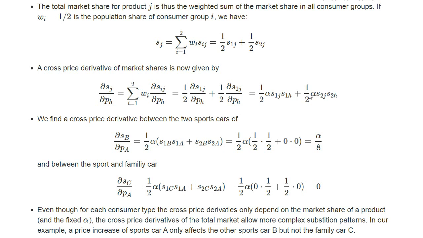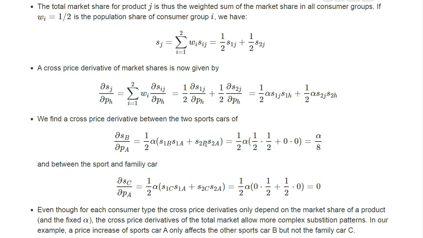So this still looks very simple, this formula. But if we compute now these cross price derivatives, so assume that the price of the sports car A changes, and we want to look by how much percentage points this changes the market share of product B, then we find basically the following formula. Here I simplify it a little bit. I multiply out the 1/2 alpha. And here we have the product of the market shares of car B and A within consumer group 1.